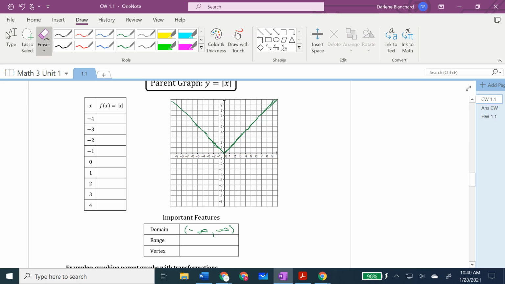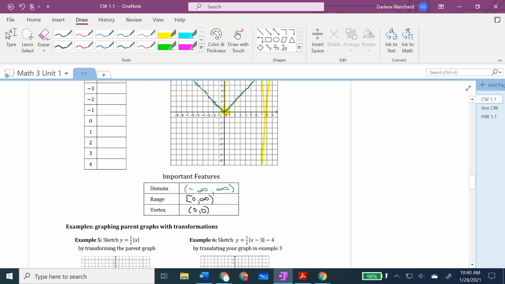For the range, you're looking at vertically, does the graph exist everywhere vertically? And it only exists for y equals 0 and higher. You do a closed square bracket on the 0 because it's an actual point that is an endpoint, and then to infinity. And then the vertex is 0, 0. And I'm not going to worry about filling out the table. It's just to emphasize an understanding of the graph.